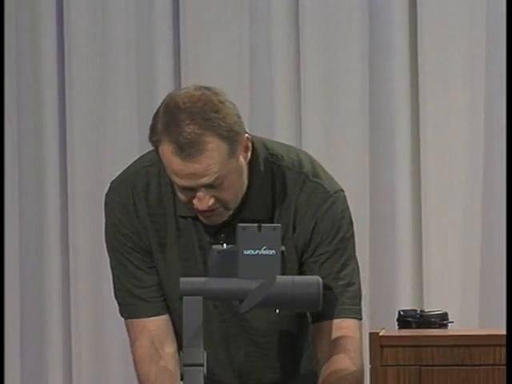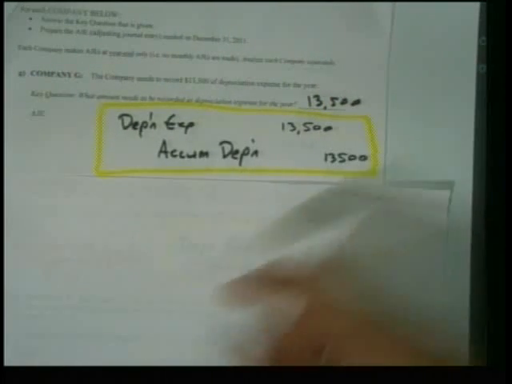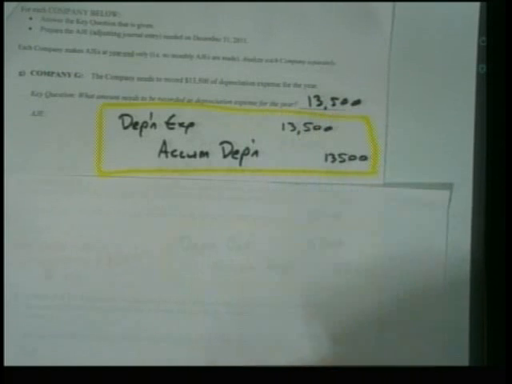Okay, let's go to the depreciation adjusting journal entries worksheet. Okay? We started talking about depreciation last time. Okay, the first one's pretty easy, isn't it? The company needs to record $13,500 of depreciation expense for the year. What amount needs to be recorded as depreciation expense for the year? $13,500, right? I wanted to make the first one easy.